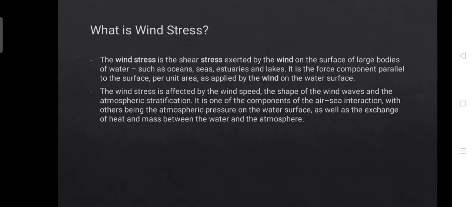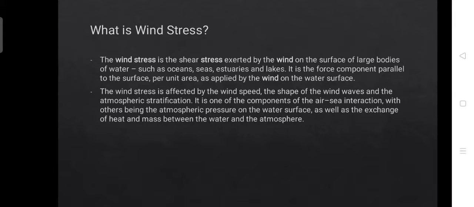Yung wind stress is siya yung tumutulak sa current natin para lumakas lalo. Mostly makikita siya sa mga oceans, seas, estuary, and lakes.